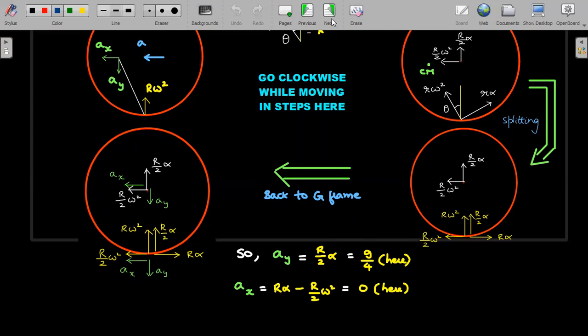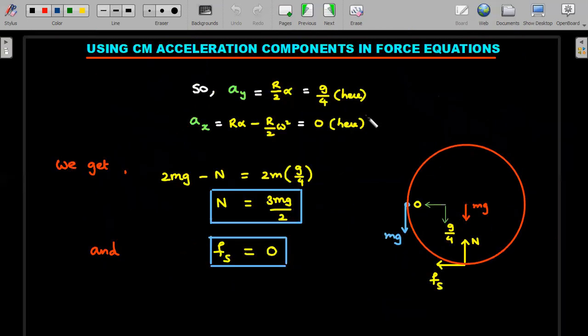Okay, right, let's move forward. So I borrowed those things as it is. Now using center of mass acceleration components in force equations. Till now we have done ICR analysis, torque analysis from ICR. Now we are going to just write F equal to ma equations.